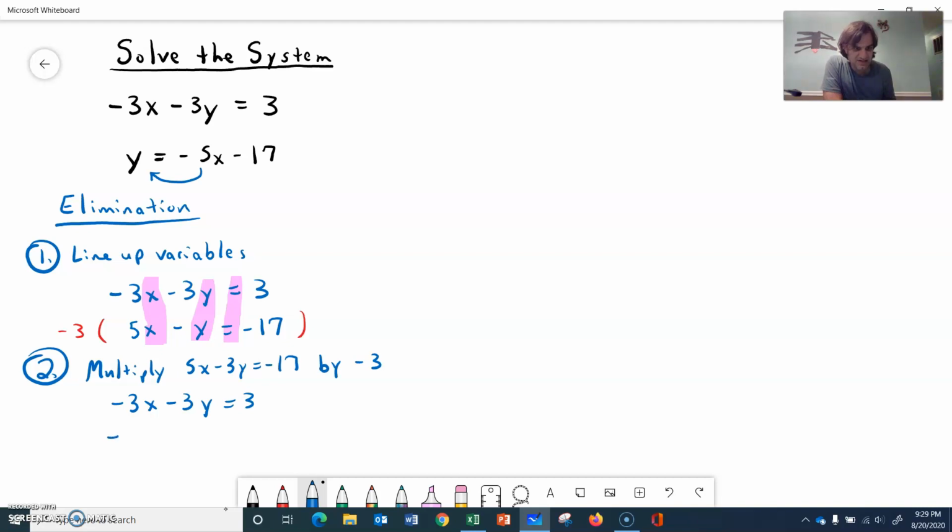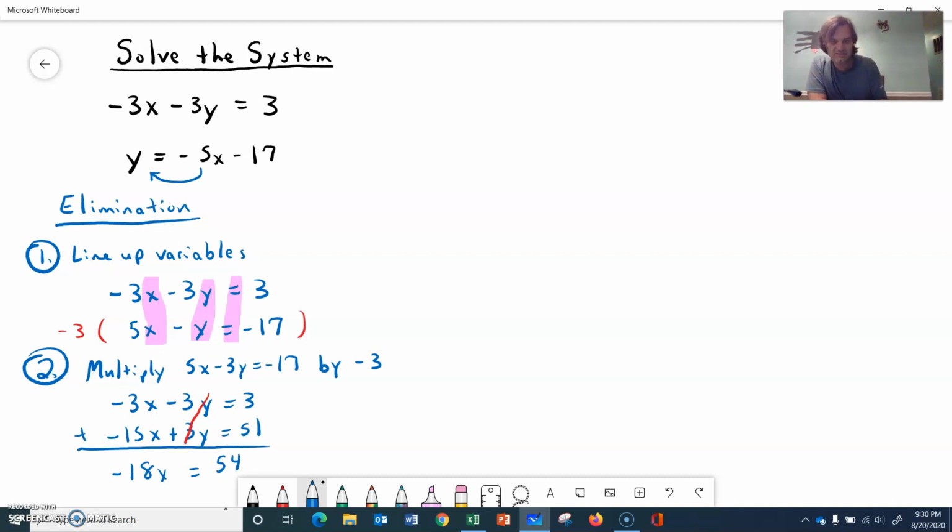So when I do that, -3 times 5x will be -15x. -3 times -y will be +3y. And -3 times -17 will be a +51. So when I add those together, okay, adding those together, I'll have -18x equals, hold on, 54. Yes, 54.